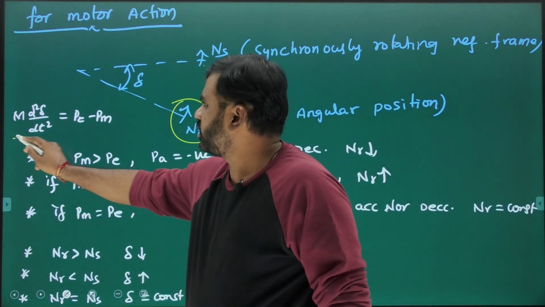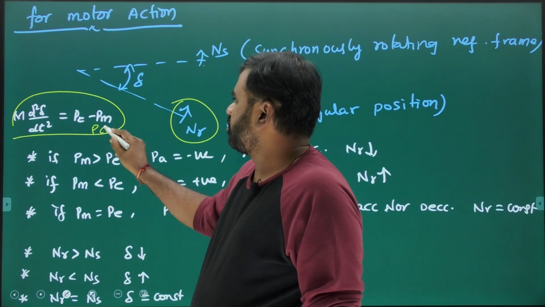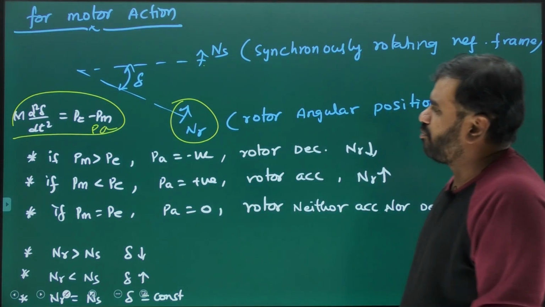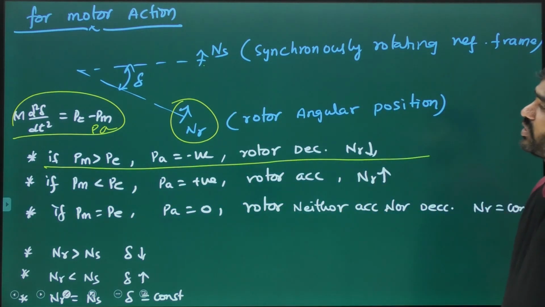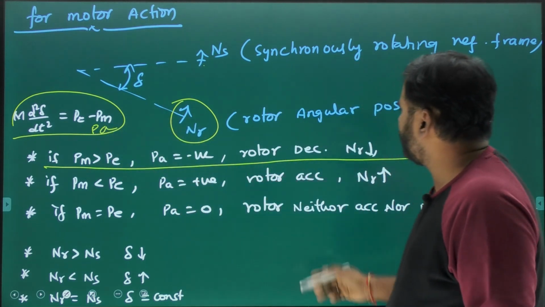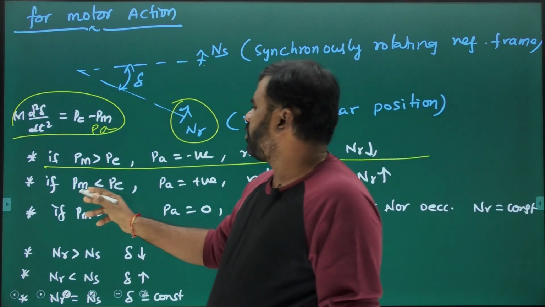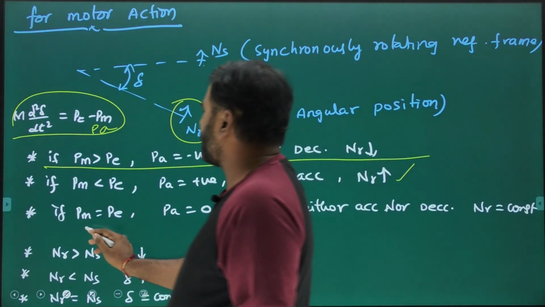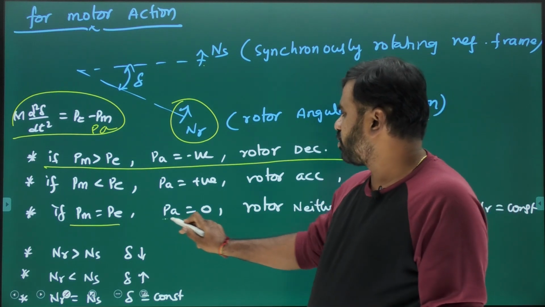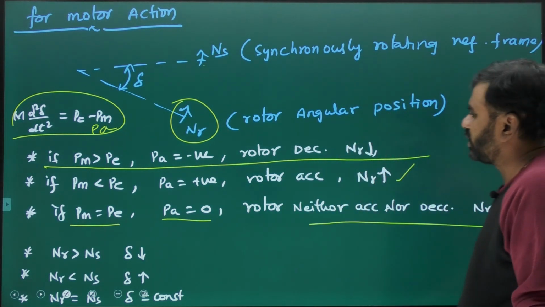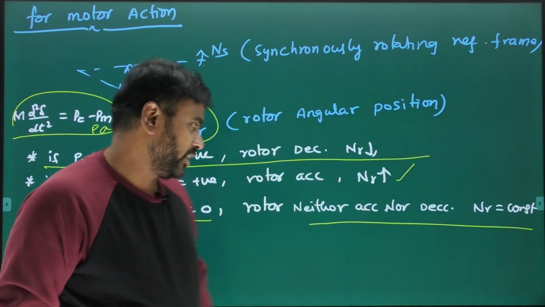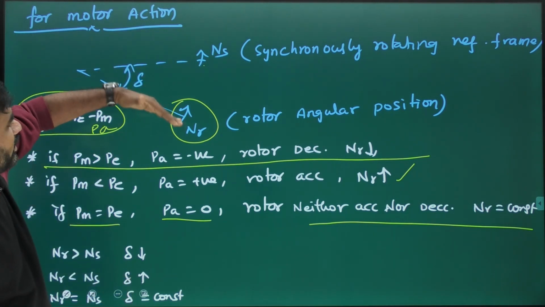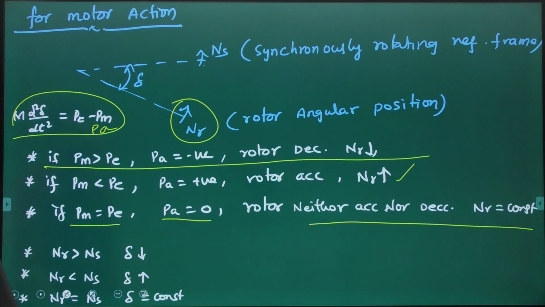But for the motor, the swing equation is: M d square delta by dt square equals Pe minus Pm. That Pe minus Pm is called accelerating power. If mechanical power is greater than electrical power, the accelerating power is negative, because Pa is Pe minus Pm, and the rotor will decelerate and the rotor speed will decrease. If mechanical power is less than electrical power, then Pa is positive and the rotor will be accelerated and the rotor speed will increase. If mechanical power equals electrical power, the accelerating power is 0, the rotor is neither accelerated nor decelerated, and the rotor speed is maintained constant. If Nr is greater than Ns, then the rotor will be approaching the synchronously rotating reference frame, that's why the load angle is decreasing. For Nr less than Ns, the load angle will increase, and for Nr equal to Ns, the load angle is maintained constant.